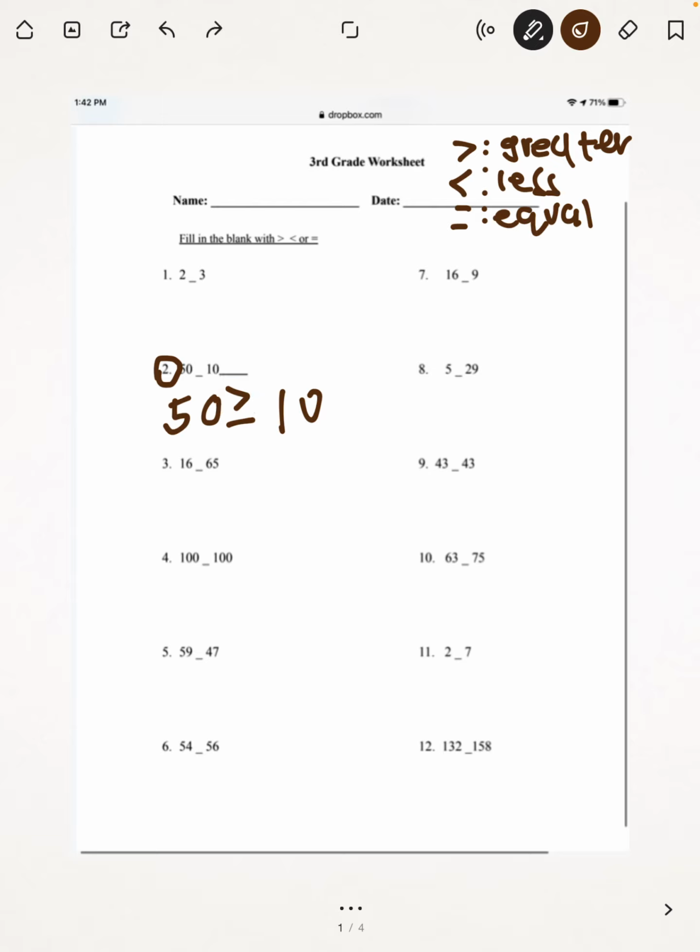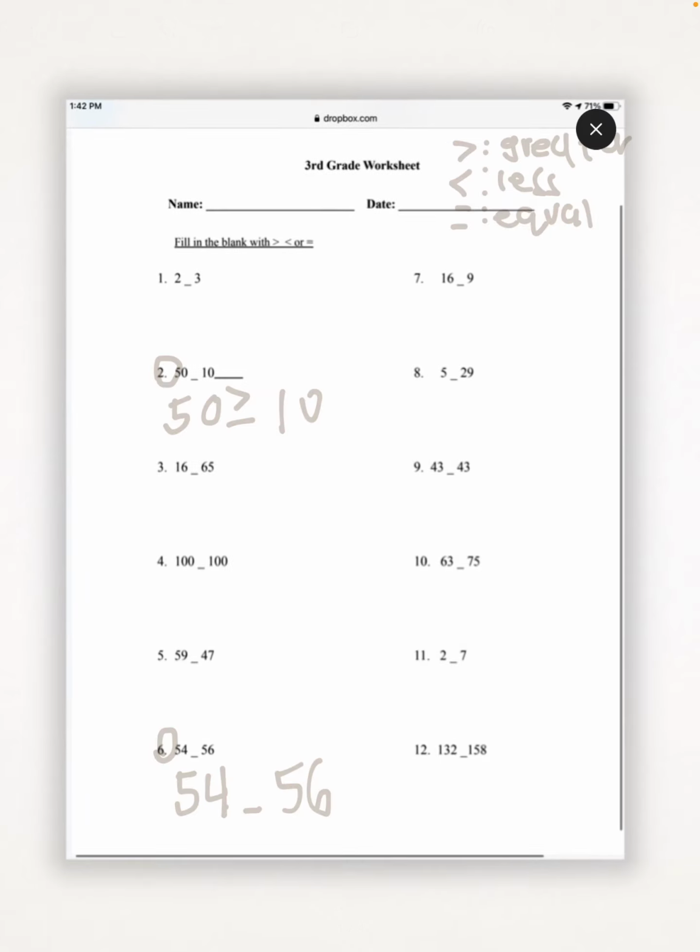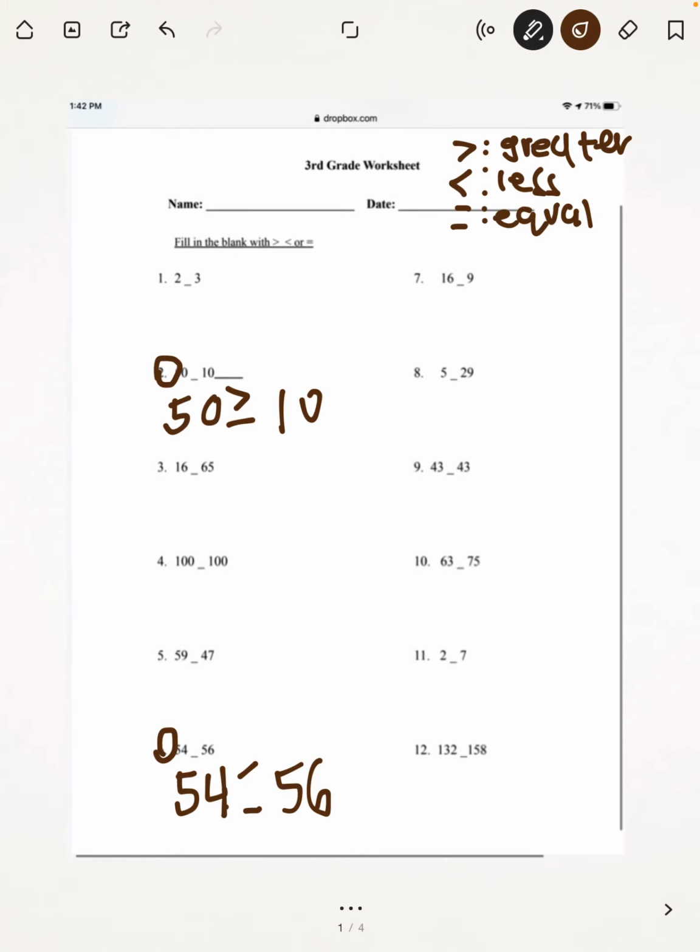Next, we're going to be moving on to number 6, and we have 54 blank 56. So is 54 greater than, less than, or equal to? Is 54 a greater number than 56? And that's a no. Is it less than 56? Yes, 54 is a smaller number than 56. So we're going to have less than as our answer.